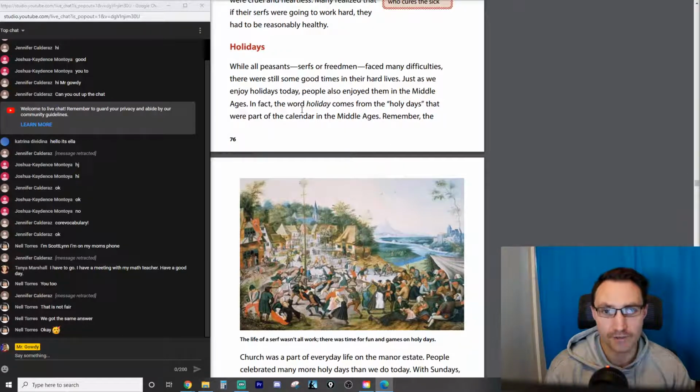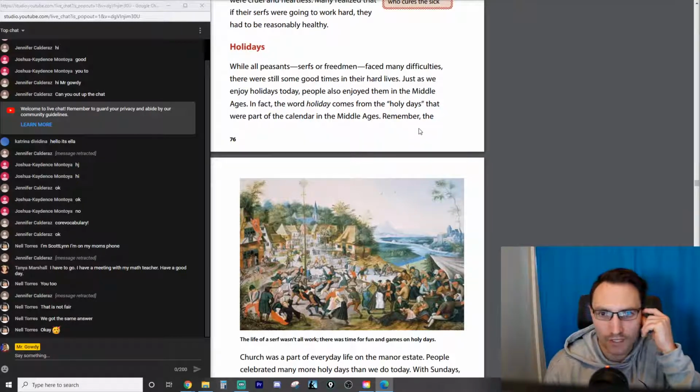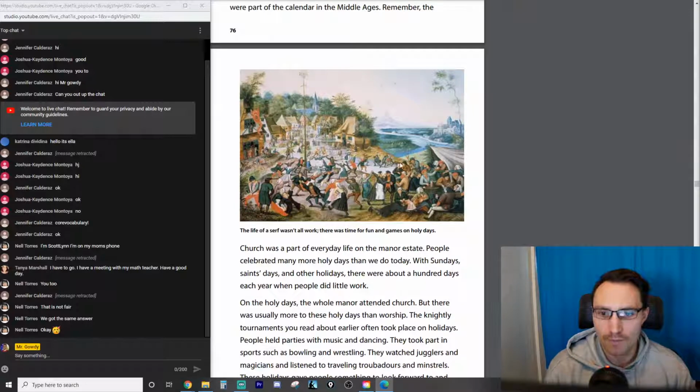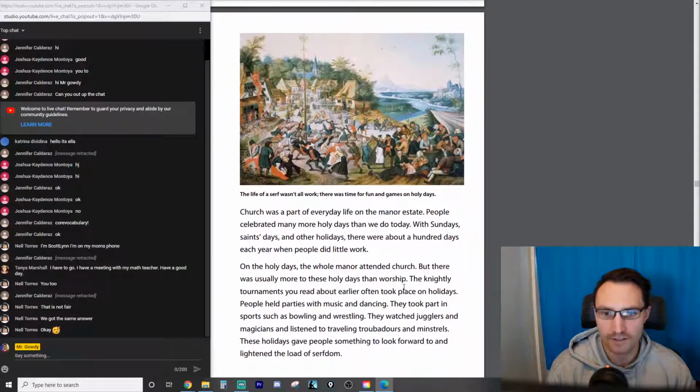We're in history, so there's a little history lesson for you. Holiday comes from the holy days. So remember, the church was a part of everyday life on the manor estate. People celebrated many more holy days than we do today, with Sundays, saints' days, and other holidays. There were about 100 days each year when people did little work. Now that sounds kind of fun.